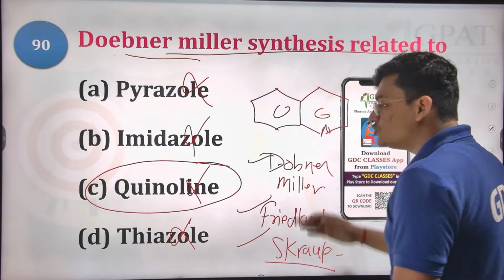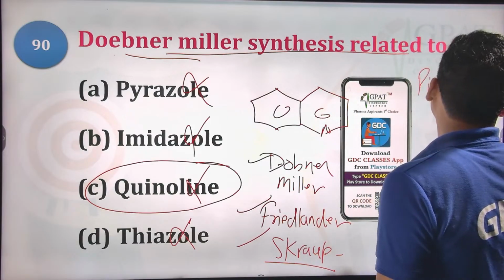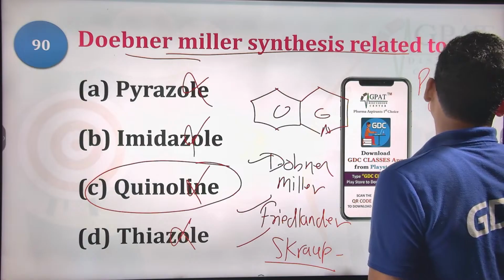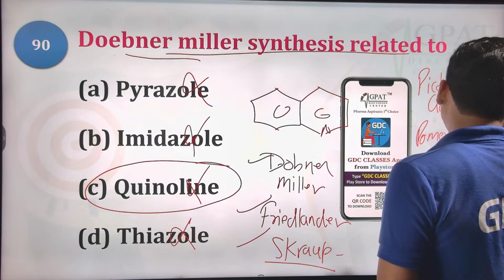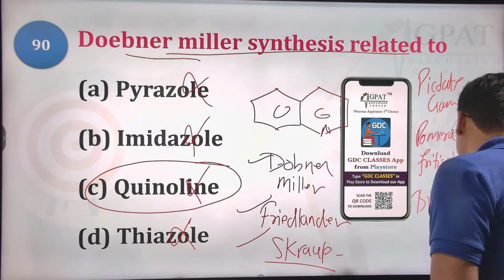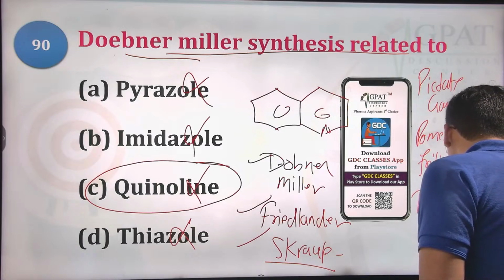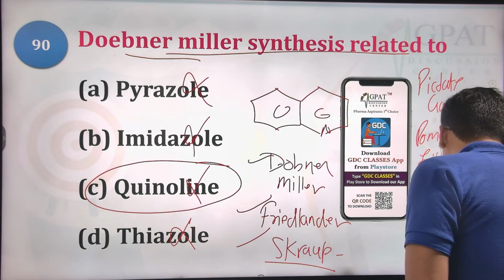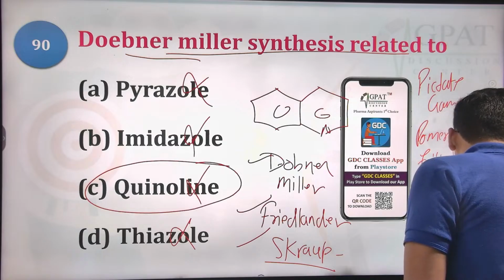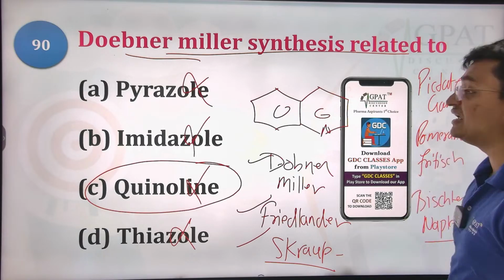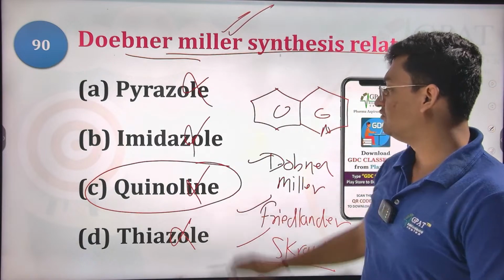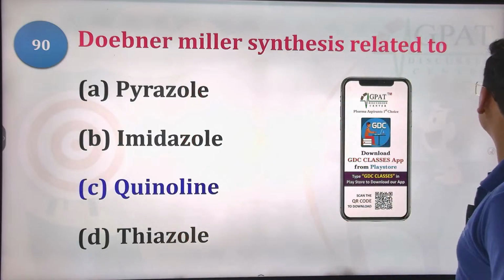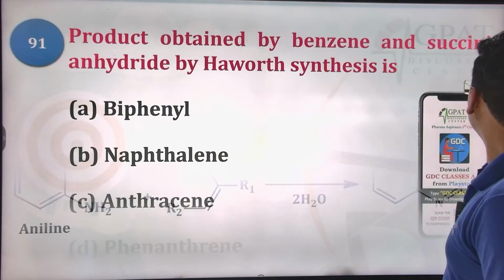While for isoquinoline, we use Pictet-Spengler, we use Pomeranz-Fritsch, and we use Bischler-Napieralski synthesis. These three reactions are used for the synthesis of isoquinoline. So this Doebner-Miller will be used for quinoline synthesis. Okay. Moving to the next question.